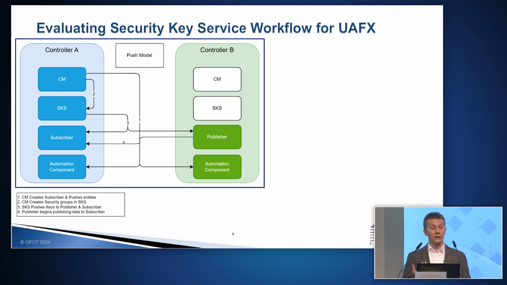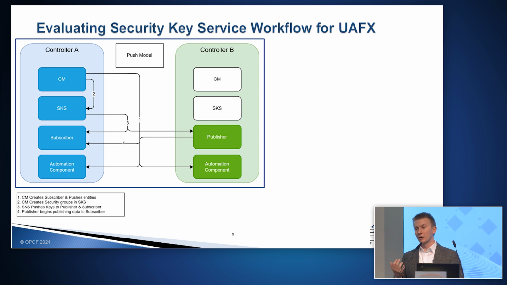So when you look at that, you'll find here a push model. That means that the keys are actually pushed to the controllers, to the automation components. In this case, the connection manager creates the subscriber and pushes all the entities down. The connection manager creates the security groups in the so-called SKS, wherever this SKS is hosted. That's the security key server, the overarching entity that takes care of the keys for this specific communication. And then it pushes those keys to the publisher and to the subscriber, and that allows you to go into an actual secure communication.